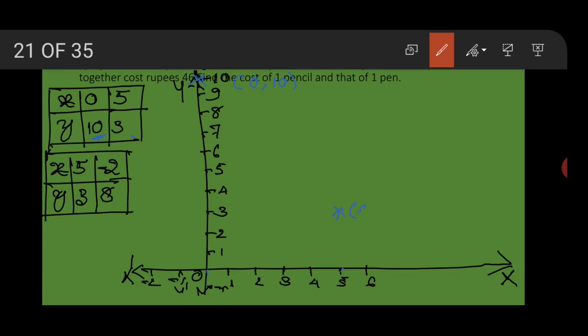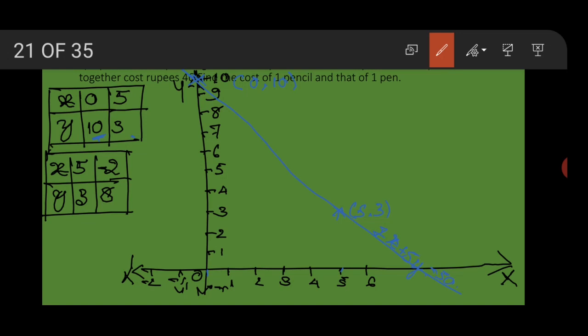So, this point is (5, 3). Now, join these 2 points using your scale. Join these 2 points. Okay, this is the straight line for the equation 7x + 5y = 50. You should write in pencil only.